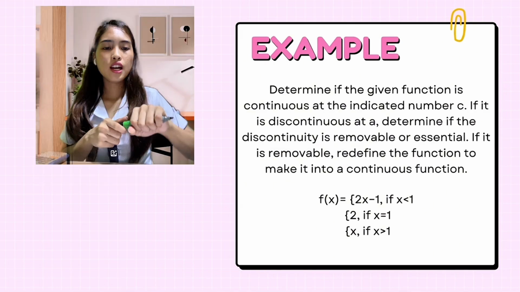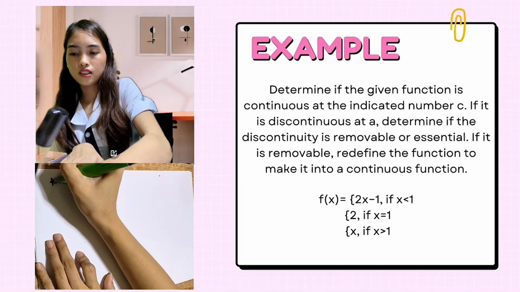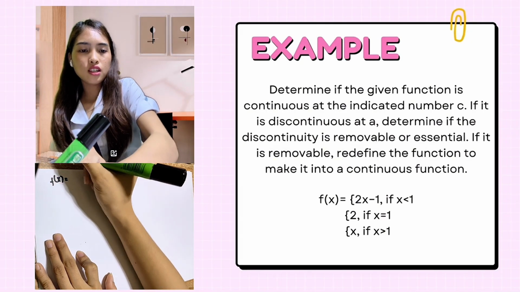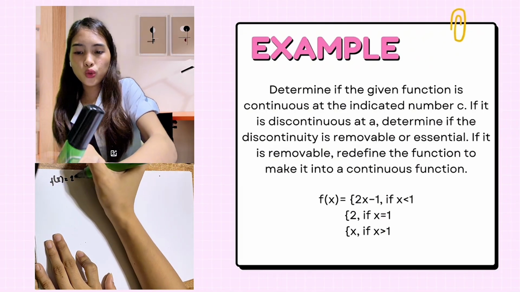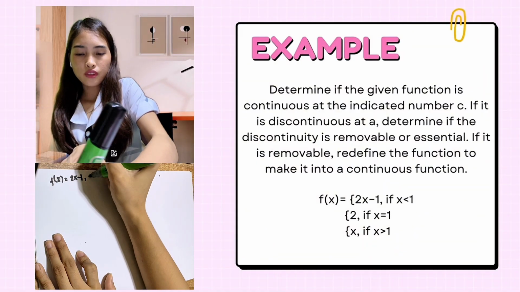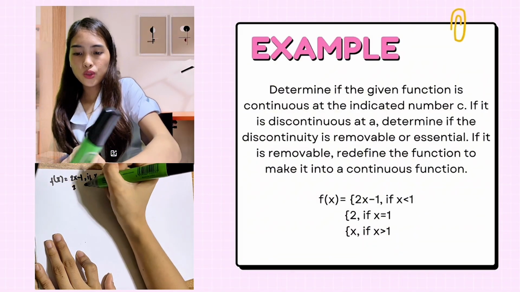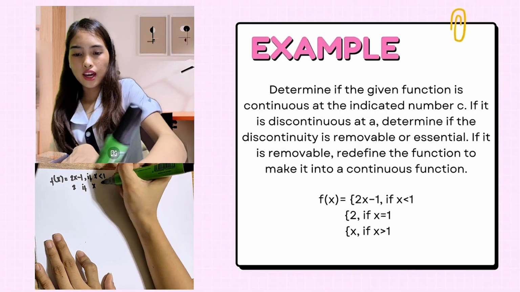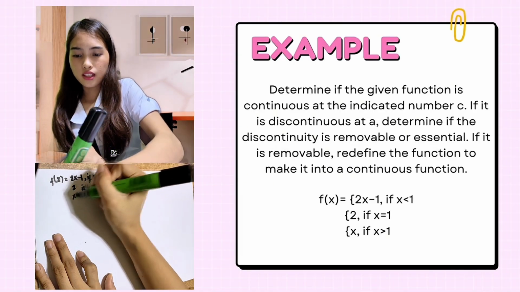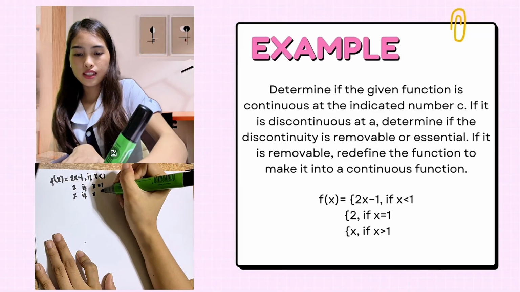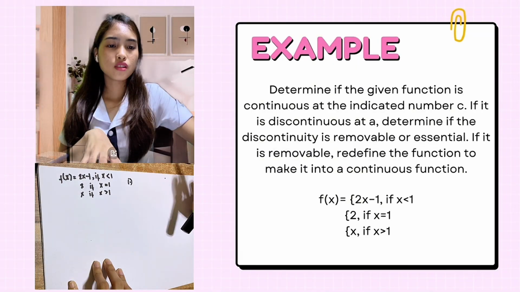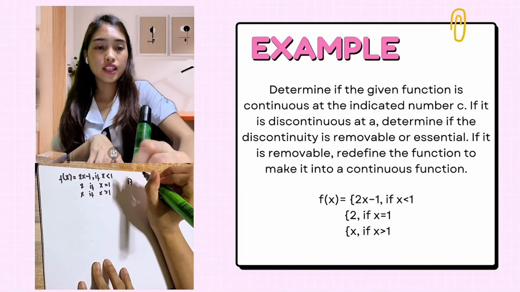So here, f of x is equal to 2x minus 1 if x is less than 1, 2 if x is equal to 1, and x if x is greater than 1. So first step, let's define f of c.